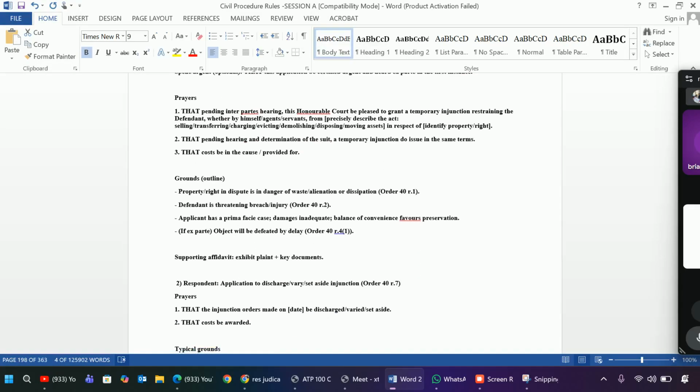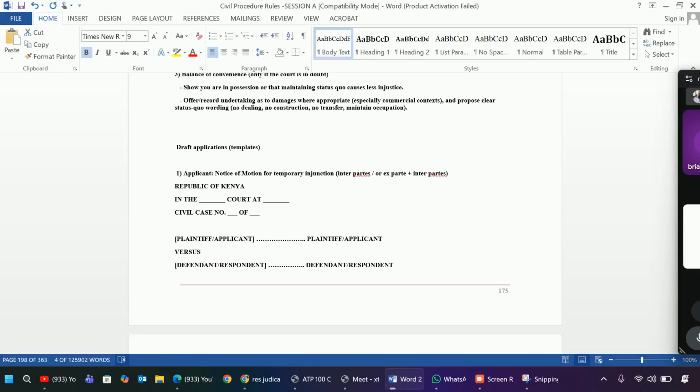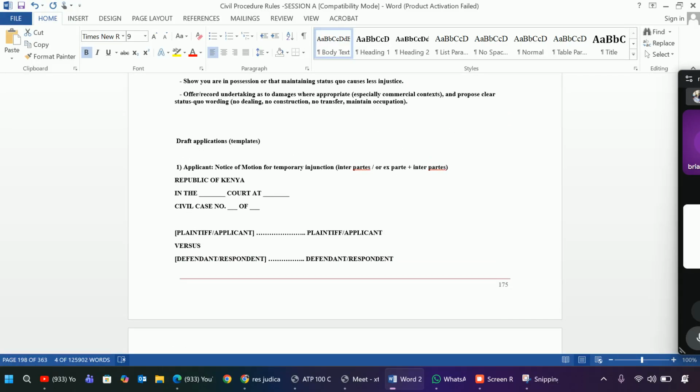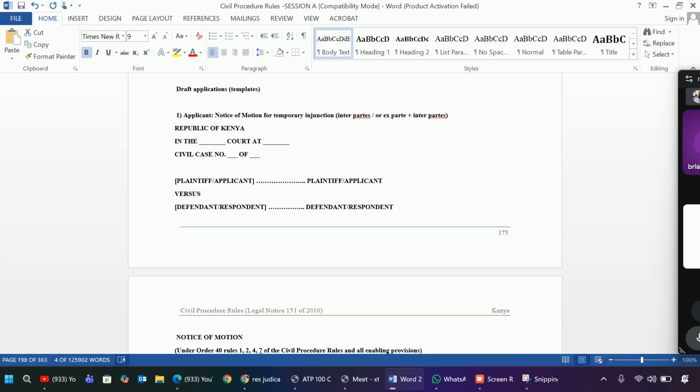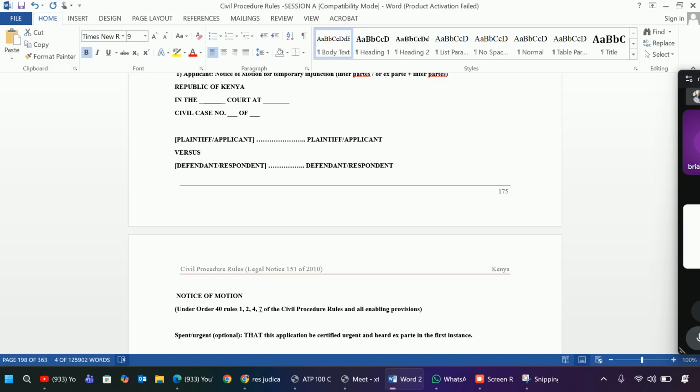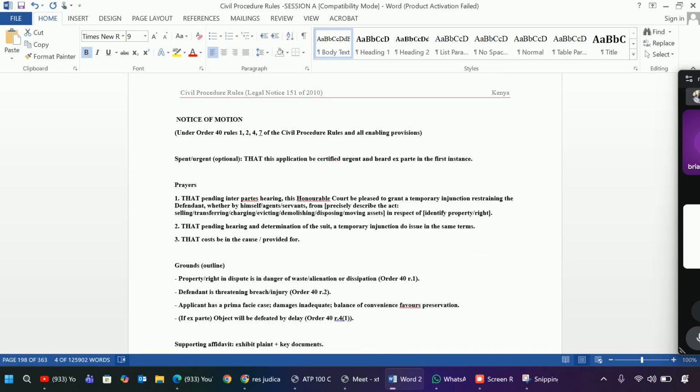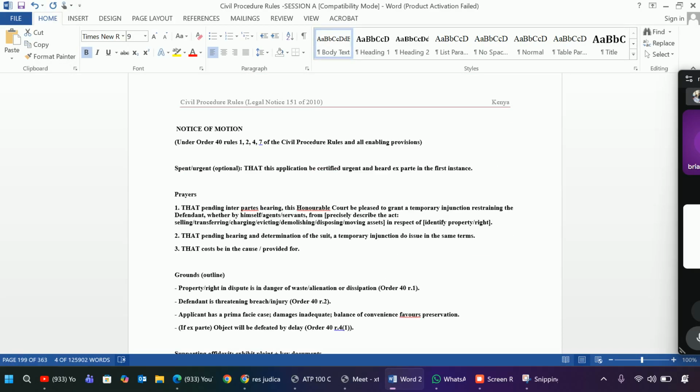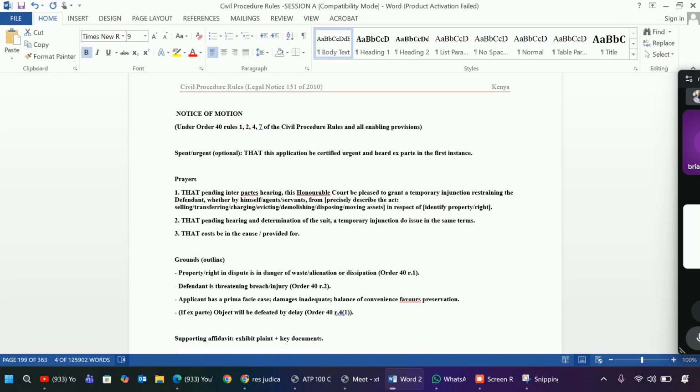How do you draft a good application that seeks a temporary injunction? A very common problem question in civil litigation papers. Introduce the case title, the parties. Then you draft a notice of motion. This is provided under Order 40, Rules 1, 2, 4, 7 of the Civil Procedure Rules and all enabling provisions.